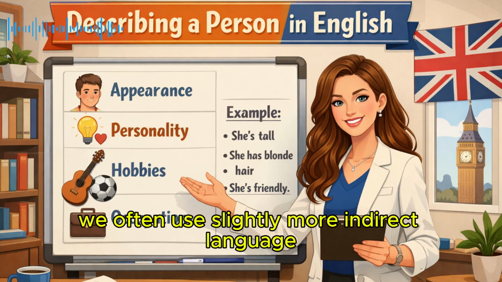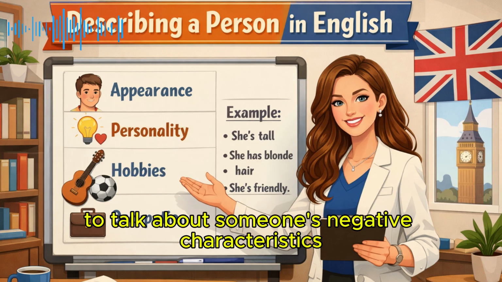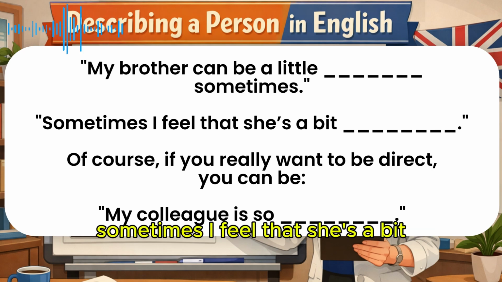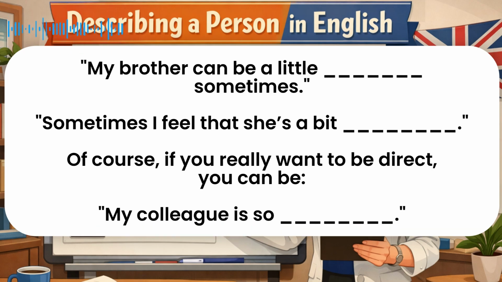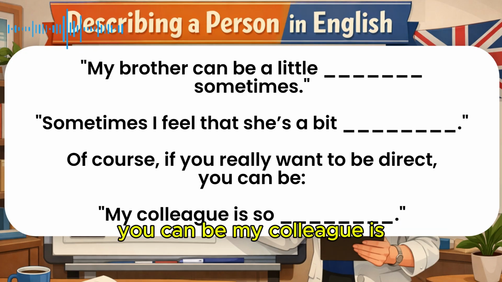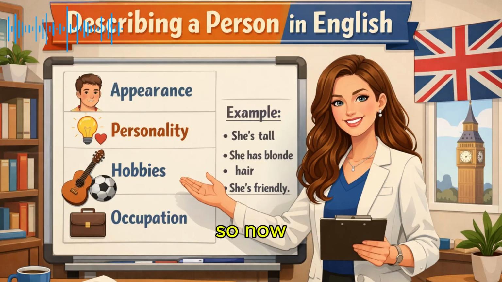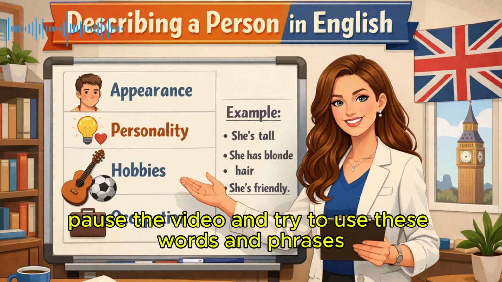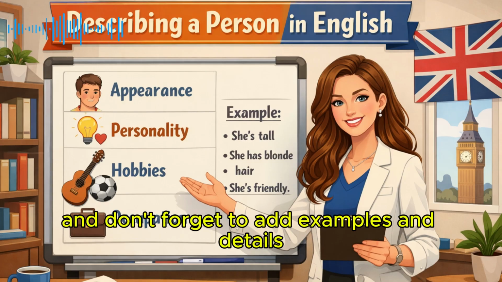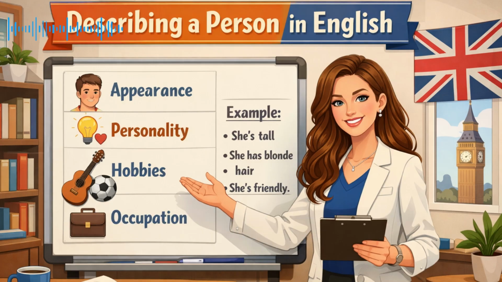You can see how we often use slightly more indirect language to talk about someone's negative characteristics. My brother can be a little... Sometimes I feel that she's a bit... Of course, if you really want to be direct, you can be... My colleague is so... Now, pause the video and try to use these words and phrases. Make 2 to 3 sentences, and don't forget to add examples and details.